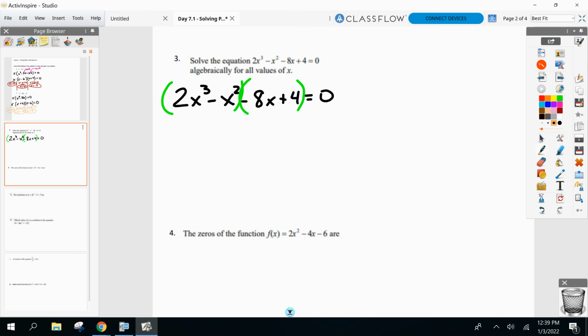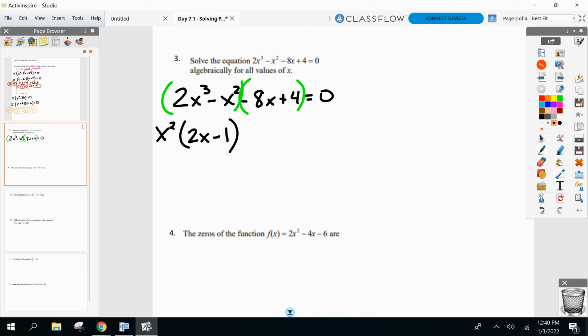Look for a GCF to take out of each. What are we thinking for the first one? X squared. And I should be left with 2x, that's it, minus 1. Don't forget about the 1. Hey, when we group, that second parenthesis should have a 2x minus 1 left in it as well.